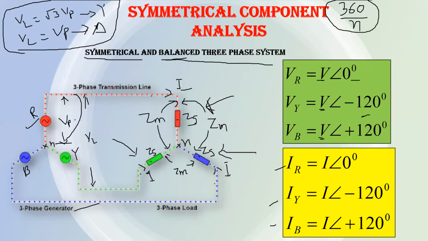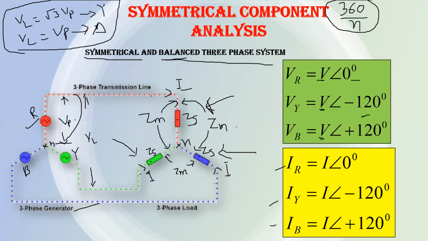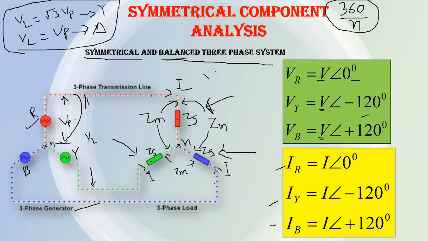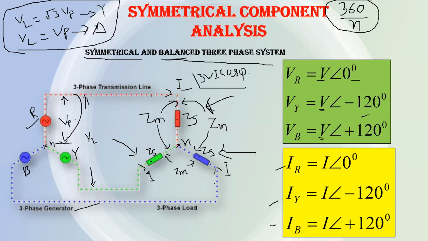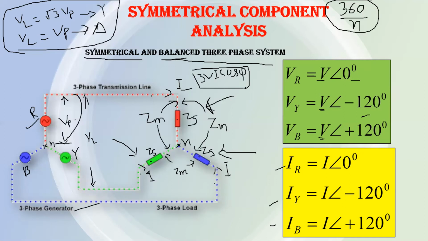You can do analysis through one phase basis or per phase basis only. For example, you have to calculate power for one phase only, which is VI cos phi. And for the entire power system, you have to multiply by 3 only. So in this way, you will get total power. So this is the simplicity in a symmetrical and balanced three-phase system. But this is not true if your system becomes unbalanced.